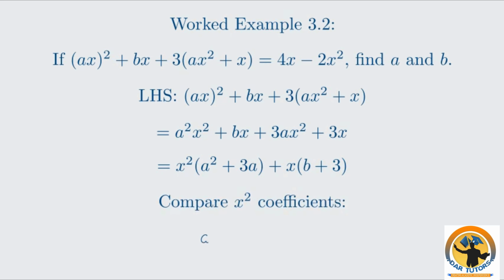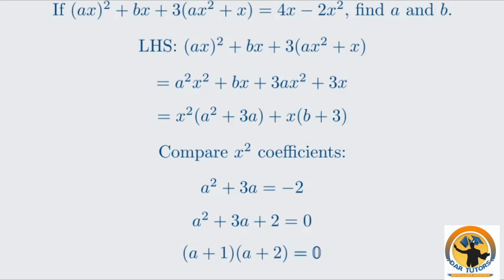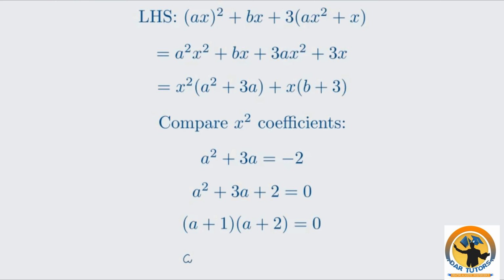Let's compare the coefficients of x squared. On the left, it's a squared plus 3a. On the right, it's negative 2. This gives us the equation a squared plus 3a equals negative 2. Rearranging, we get a squared plus 3a plus 2 equals 0. This is a quadratic equation that we can factorize into a plus 1 times a plus 2 equals 0. This gives us two possible values: a equals negative 1 or a equals negative 2.